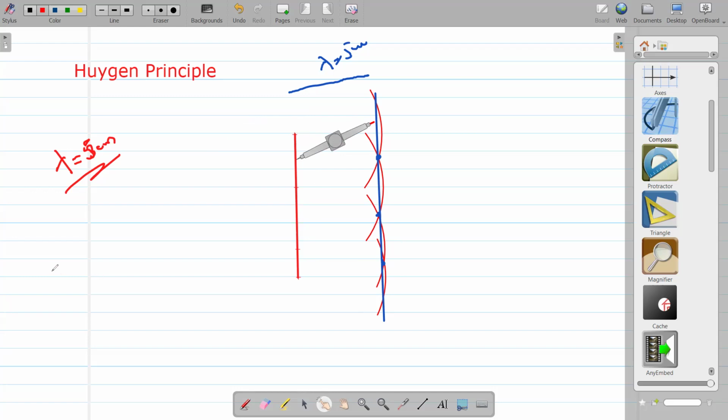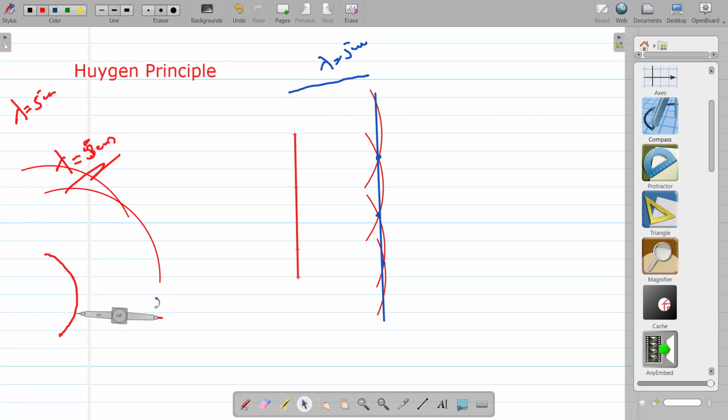But what if it was a curve? For example, the wavefronts were curved and you want to find the new position. And the wavelength is, for example, 5 centimeters again. So you will place the compass and draw an arc. Then you move the compass to a new position. Draw another arc. Then you move the compass to a new position. Draw another arc. So at different positions, we place the compass and we draw the arcs.